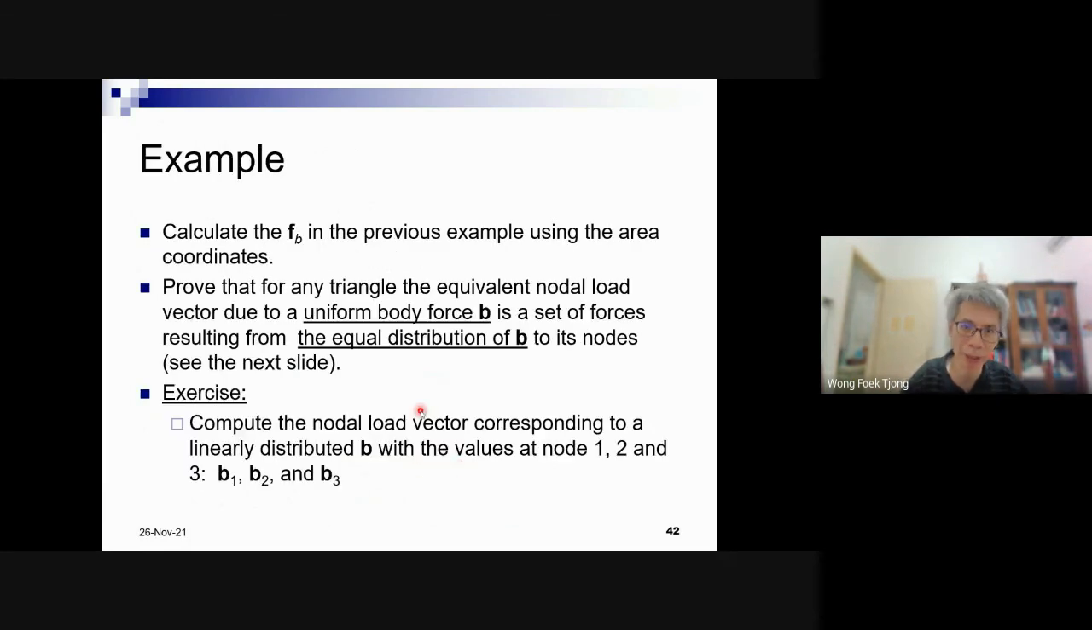For example, I mentioned before that if we have a uniformly distributed body force, it means the body force is constant. And then always, not only for the previous examples, but also for any triangular element, the body force will be distributed equally to the nodes. It means just divided by 3. The total force divided by 3. Please prove this, okay? This is the first application of the area coordinates.